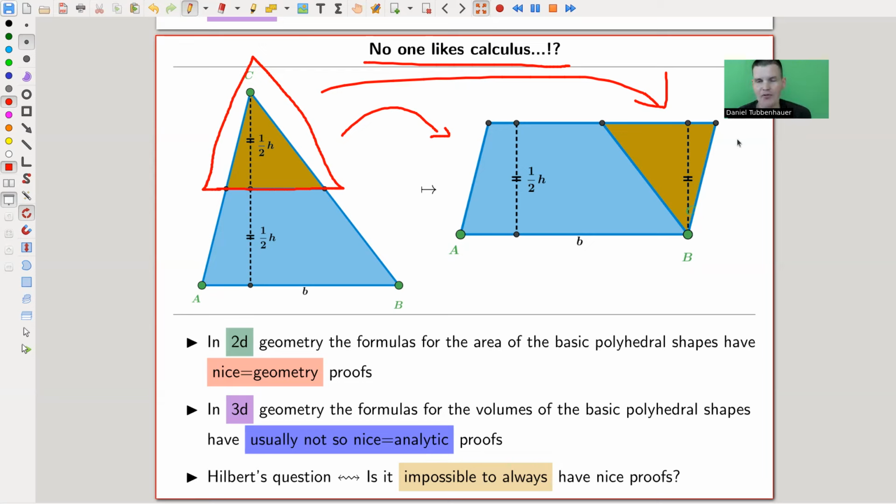So you might wonder, what about 3D? And this is where the old Greeks hit a wall. All the standard formulas in 3D for those polyhedra, pyramid or tetrahedron or whatever, are quite nice.